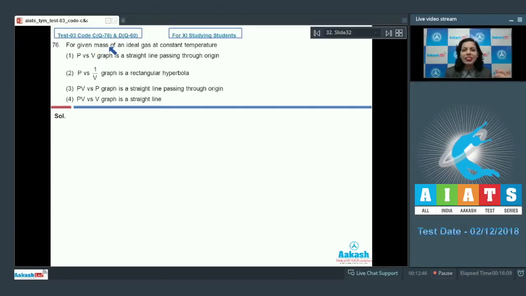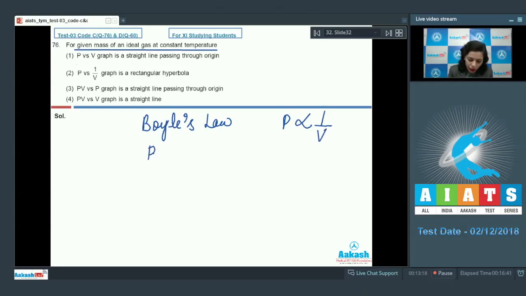Now question number 76. For a given mass of an ideal gas at constant temperature, these options are given. So when we talk about a given mass of an ideal gas at constant temperature, the law that we should follow here is Boyle's law. And what that states is that the pressure of the given mass of an ideal gas at constant temperature is inversely proportional to the volume, or simply we can say PV is a constant value.